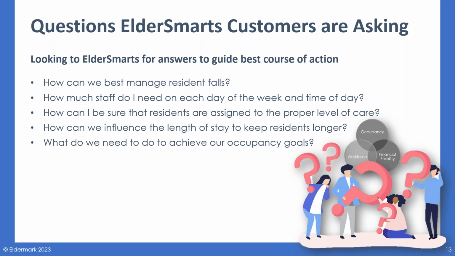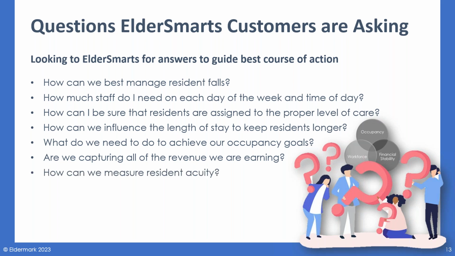What do we need to do to achieve our occupancy goals? That one will never go away, right? How are we capturing all of the revenue that we are actually earning? And how can we measure resident acuity? And then what can we do with that acuity data in applying it to other things that we want to learn about? Resident acuity is a big one.